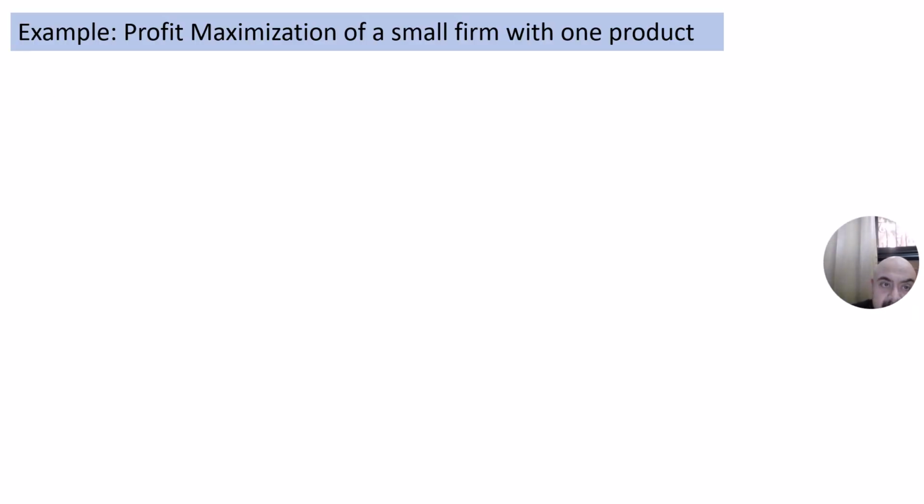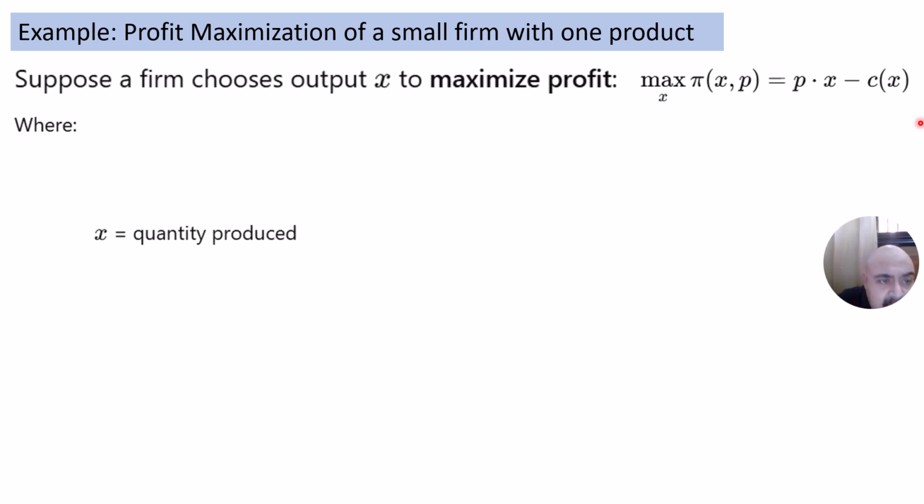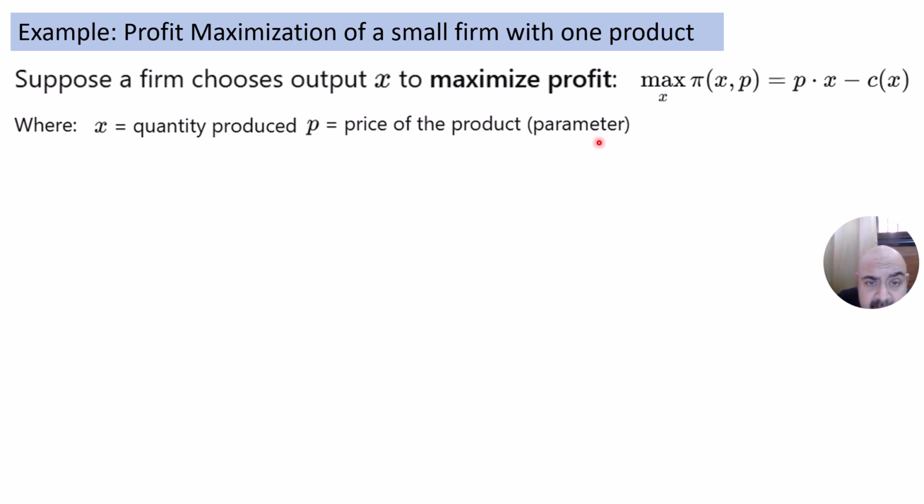Let's study this example. It's a profit maximization of a small firm with one product. Let's suppose that a firm chooses output x to maximize the profit. So I choose the production quantity to maximize my profit. In this case, the profit equals the revenue function minus the total cost function, as we usually know. Then b times x, where x is the quantity produced and b is the price of the product, is the parameter I am talking about if prices change.